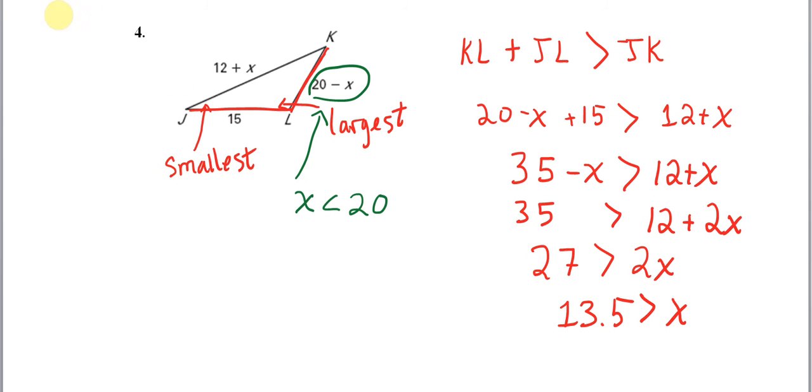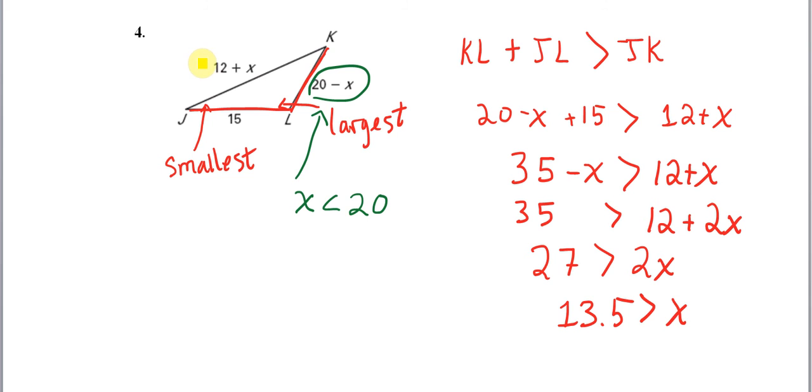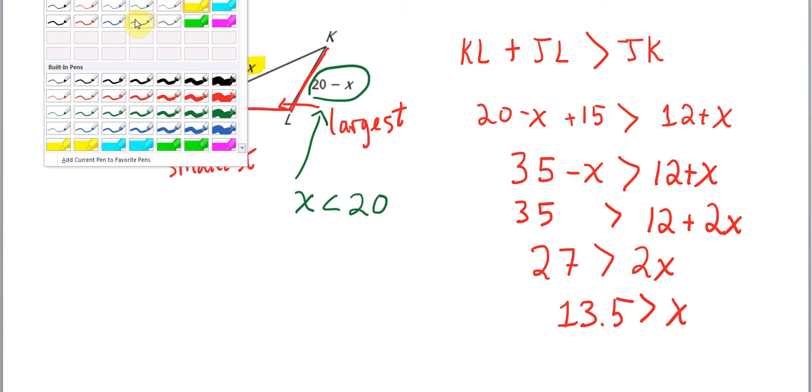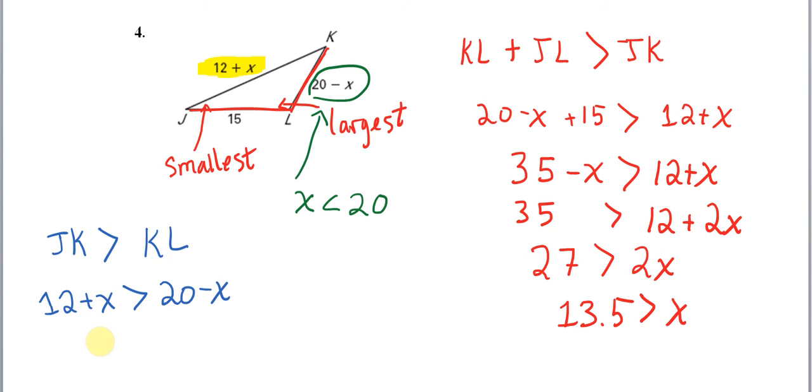But we also have to consider another restriction, which is namely that we know that JK is the largest side. So we have to consider one more restriction, that JK has to be larger than KL, and we have to solve that as well. So 12 plus x has to be greater than 20 minus x. Add x to both sides and you get 2x. Subtract 12 from both sides and we get 8. And then divide by 2 and we get that x is greater than 4.